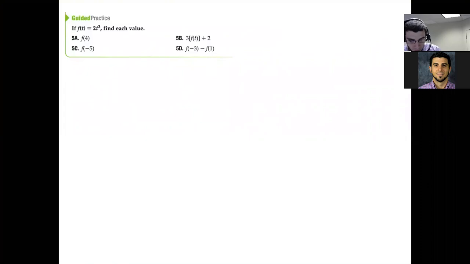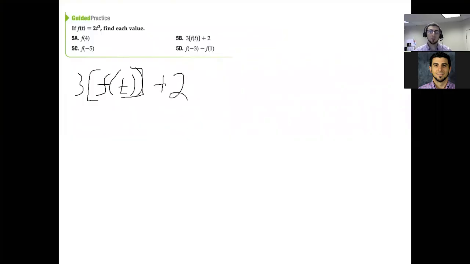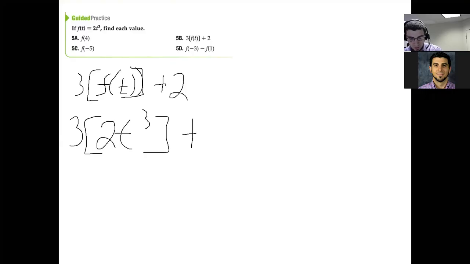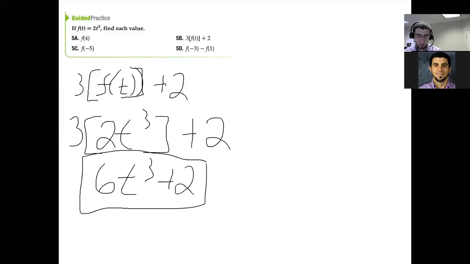Now 5b is 3 bracket f of t bracket plus 2. Now notice you're not plugging anything in for t, you're simply multiplying 3 times whatever f of t is, and you know it's 2t cubed, and then you're going to add 2 to it. So it'd be 3 bracket 2t cubed plus 2. Now notice the 3 only multiplies the f of t, not the 2, so you're not going to distribute it to the 2 or anything like that. So this is just going to be 6t cubed plus 2. And that's your final answer for that one.